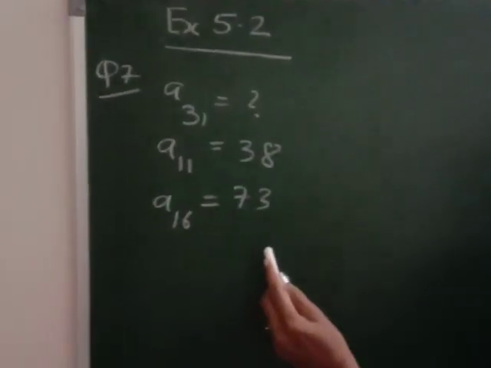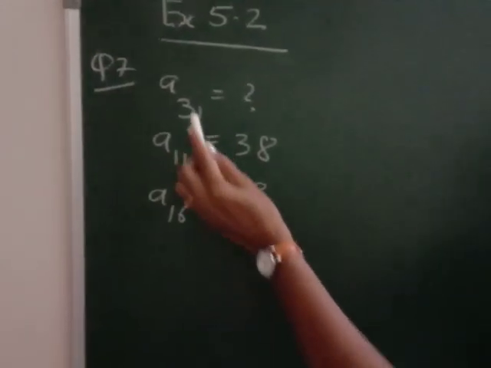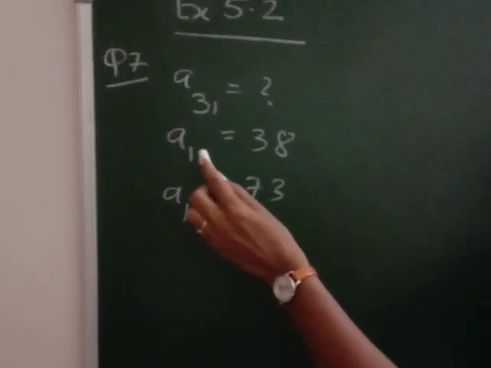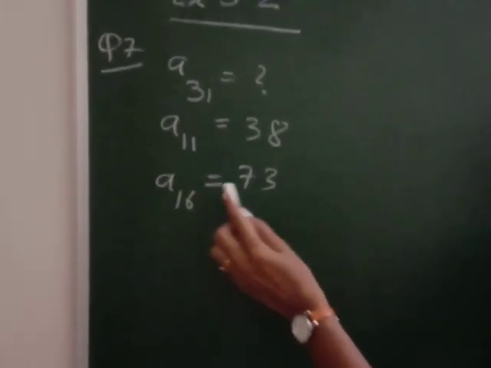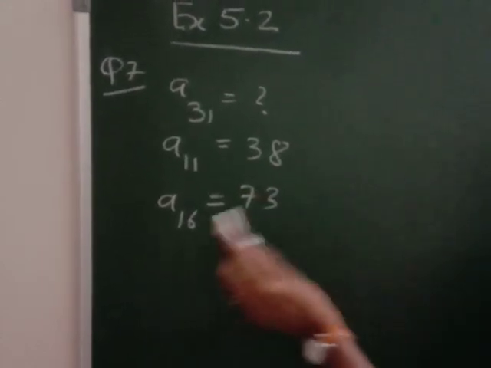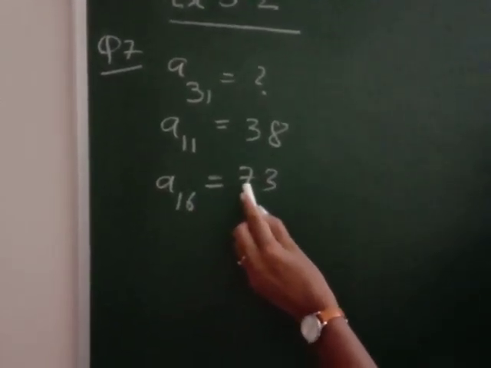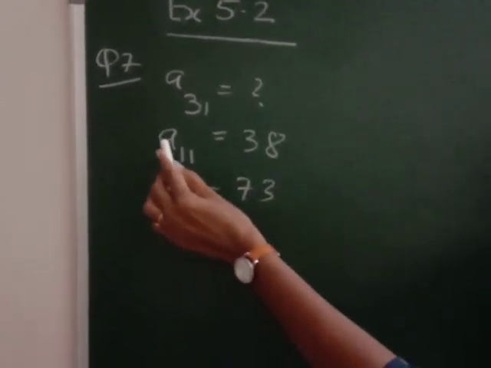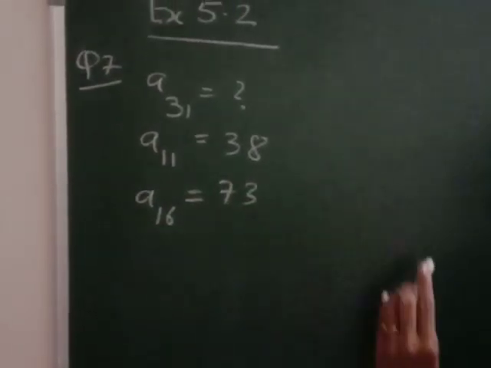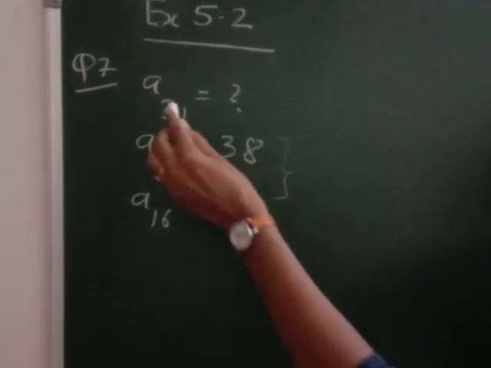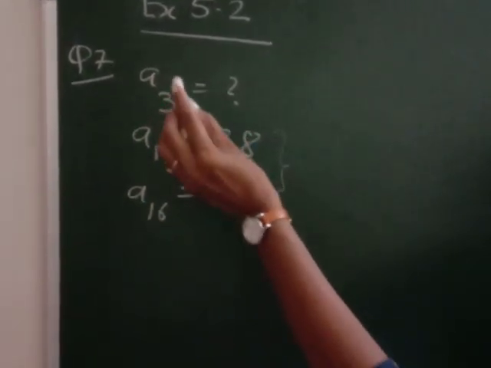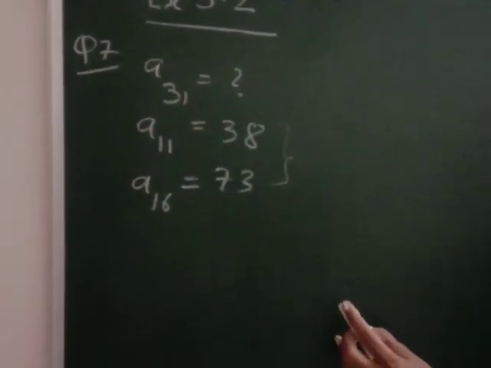Question number 7. In this question, we have to find the 31st term. The 11th term and the 16th term are given. The 11th term is 38 and the 16th term is 73. So we say that A11 is equal to 38 and A16 is equal to 73. Using these two, we have to find A and D, then we will use the formula for finding the 31st term.